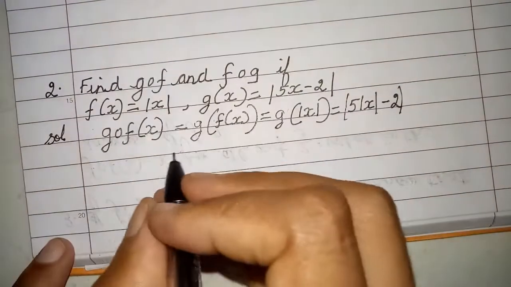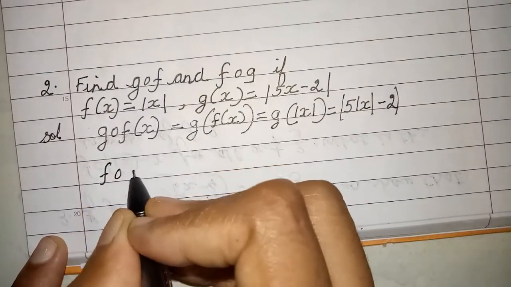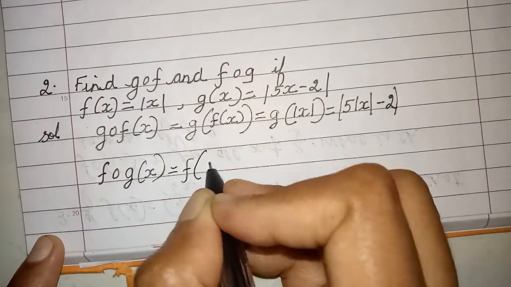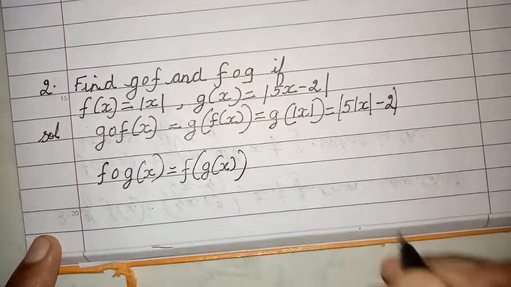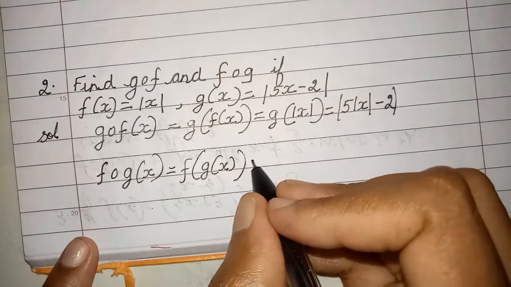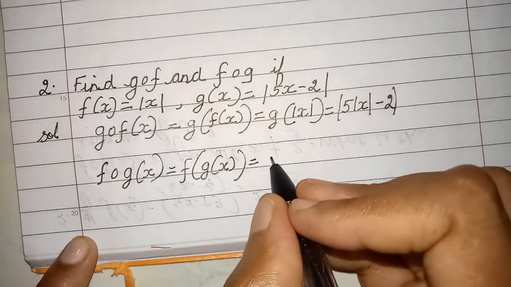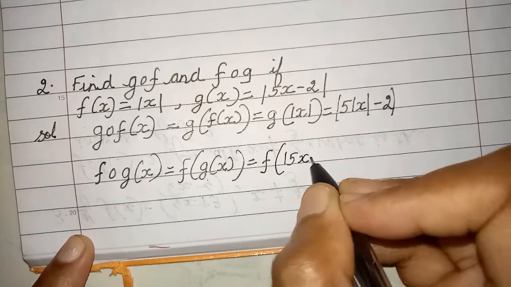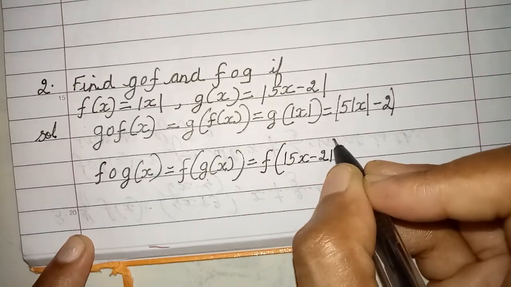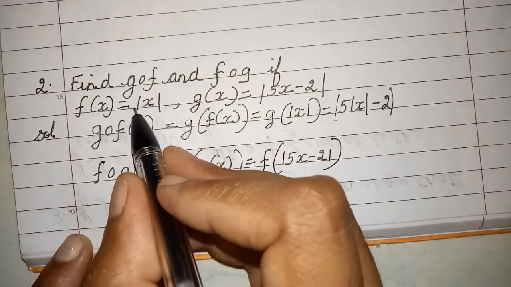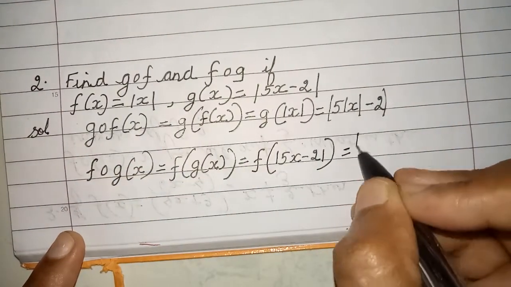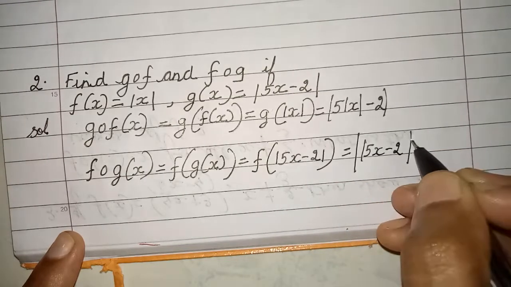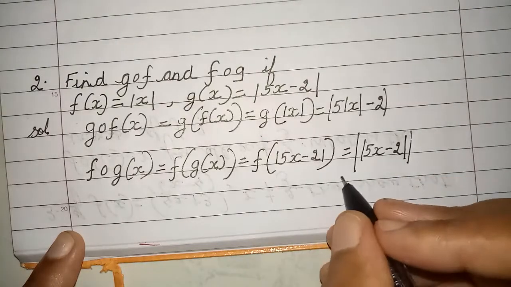Now I am asked to find what f composite g of x is. By definition, it is f of g of x. So f of g of x is defined as f of modulus of 5x minus 2. Now how is f of x defined? It is defined as modulus of x. So it will be modulus of this, but this is already inside one modulus. Is that clear, children? So what do you get as the answer here?